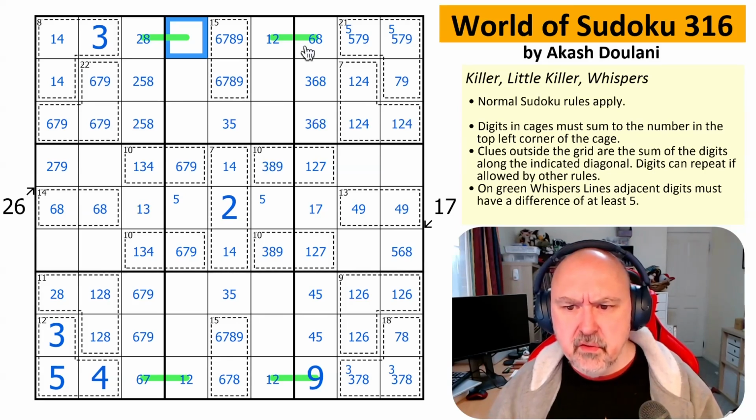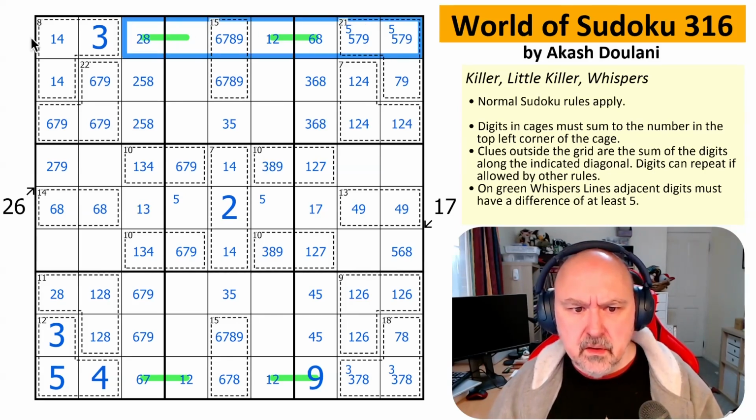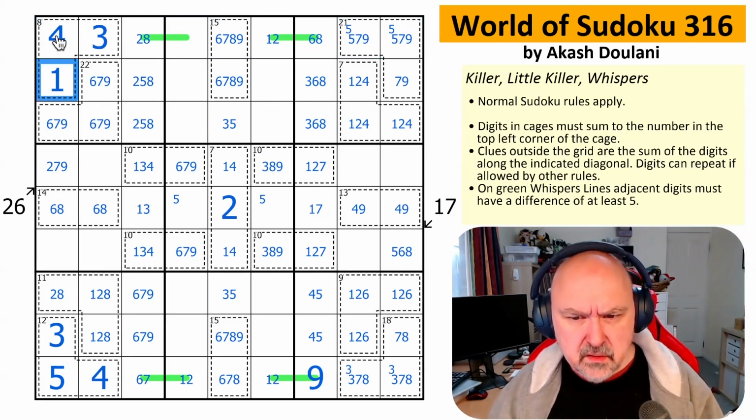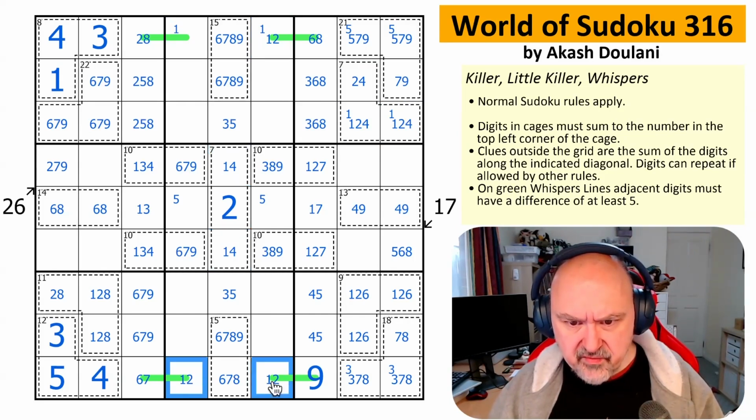So where does 4 go in row 1? That's a 4. That's a 1. That's not a 1. So 1 is down here. So 1 is in one of those two. Which, yeah, that lines up with all of that.